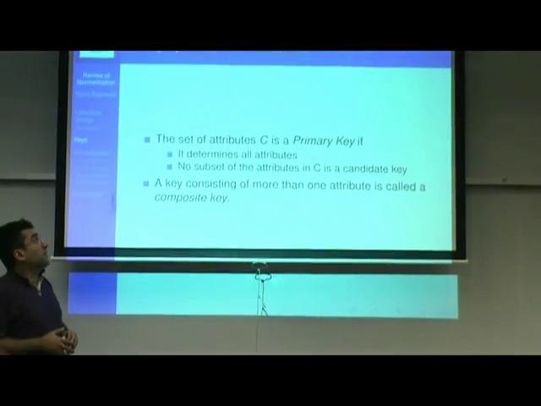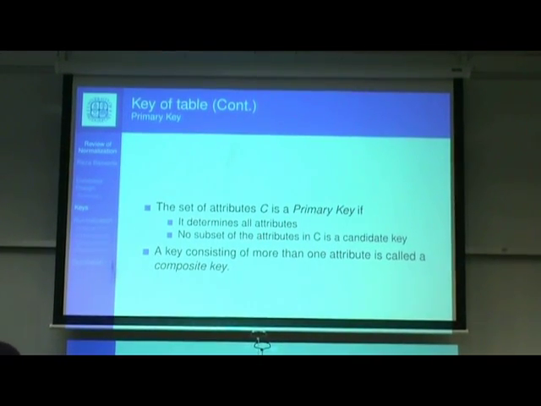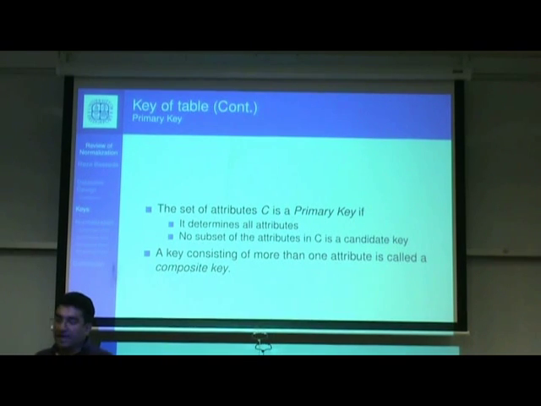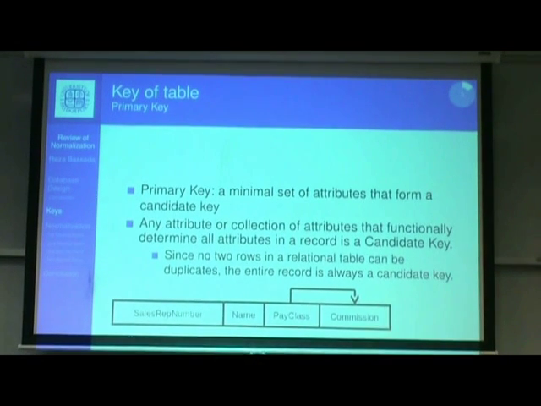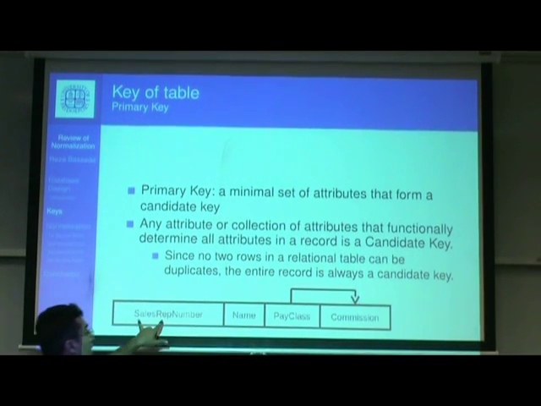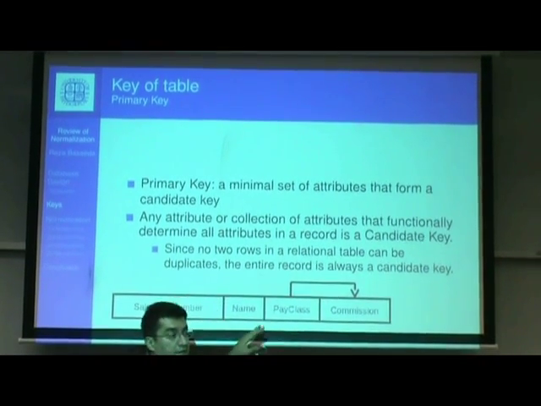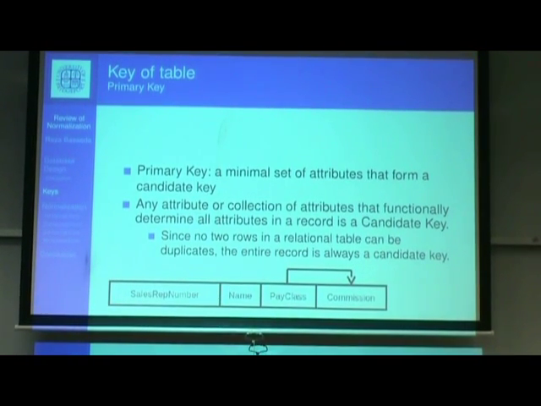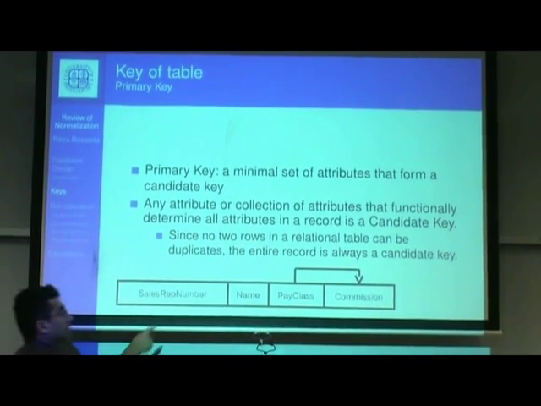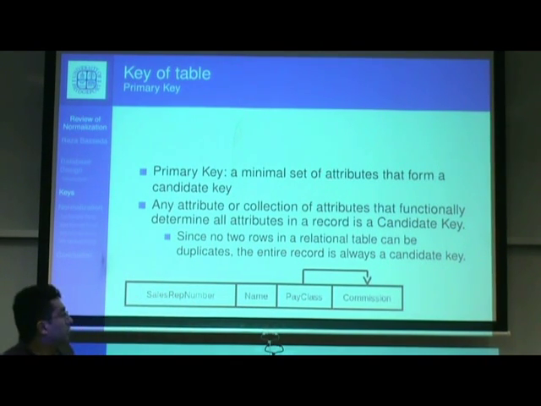Okay, we call the set of attributes C a primary key if it determines all the attributes in a relationship, and no subset of the attributes in C is a candidate key. For example, here, if we decide that sales representative number and name define the attributes of this table, and pay class may be different for the person, but is not a determining attribute, then the primary key of this table will be sales representative number, name. And for each person, we can have different classes.